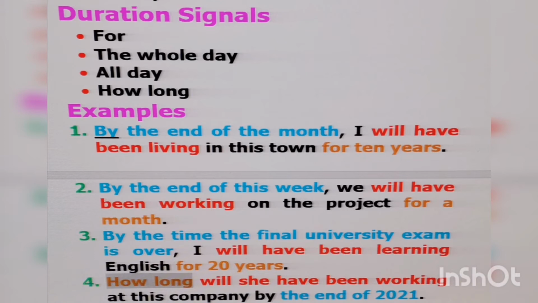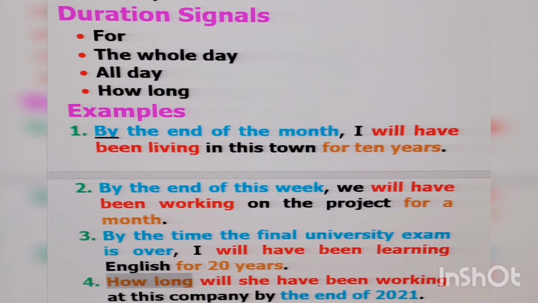The first example, by the end of the month, I will have been living in this town for 10 years. So in each sentence, we are going to focus on 3 elements. Number 1, by the end of the month. This is the time expression. Number 2, tense. Will have been living, future perfect continuous. And 10 years shows the duration of the action. It means you should use the progressive or the continuous form.